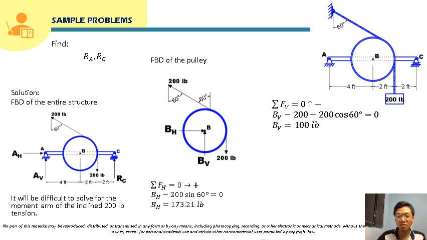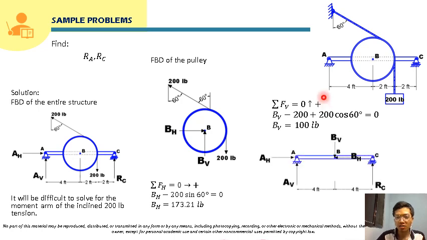The reason why we solve for BH and BV here is that if we construct the free body diagram of the beam, the reaction force at point B from the free body diagram of the pulley, this BH and BV, will be transferred to the free body diagram of the beam, since they are connected here at point B by a pin.